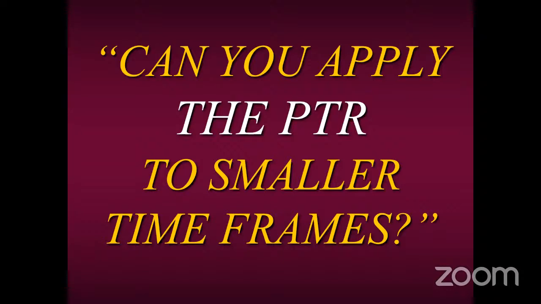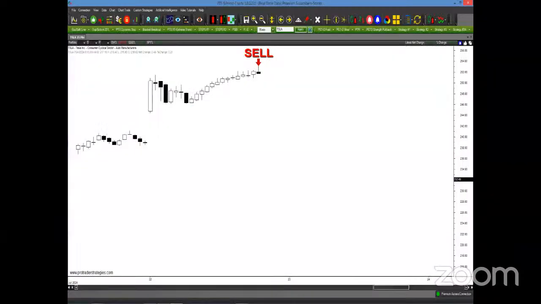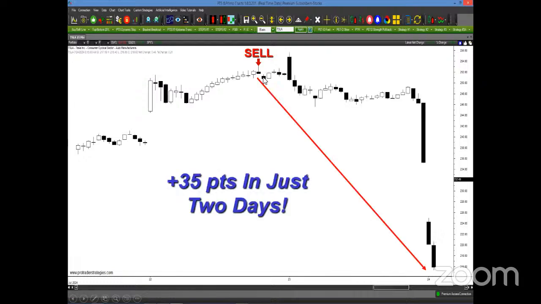Well, sure. We know we have a lot of intraday traders. So let's look at a 15-minute chart of Tesla. Now, this just happened this past week. This was on the 22nd, last Monday. Right? A sell signal was generated on a 15-minute time frame. All right, if you're an intraday trader, look what happened here. The stock fell 35 points in just 2 days. So this is a great, it was picking that top area tremendously, how you could have taken advantage of that.